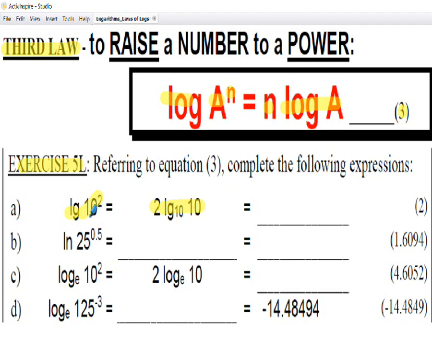That applies to natural logs as well. Down here we have log to the base e of 10 squared, and the same principle applies. That's 2 times log to the base e of 10. Again, you may want to fill in the table and practice the third law.